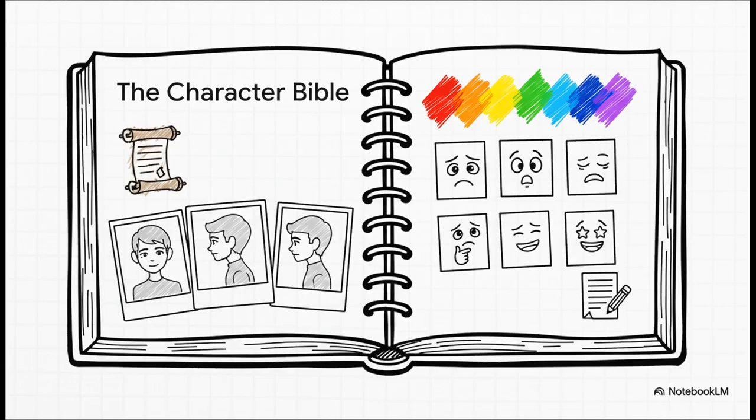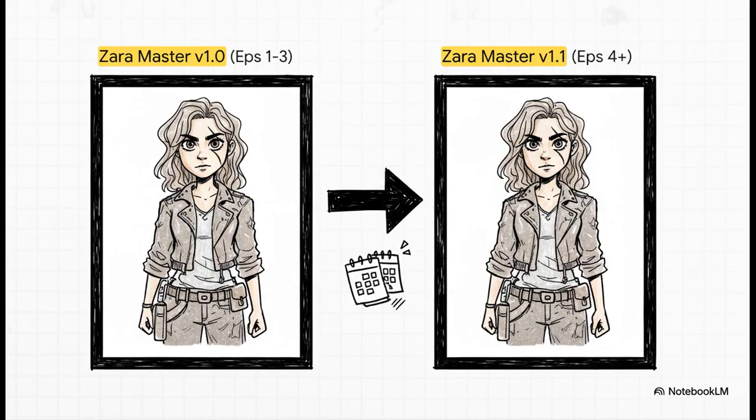maybe even years. And just a quick pro tip, but this one is vital, use version control. Your characters might change over a series, right? So when Zara gets that cool new scar in episode 4, you don't just change the old prompt, no, you create Zara Master version 1.1. It sounds simple, but it's what stops you from accidentally using an old design and keeps your continuity totally airtight.